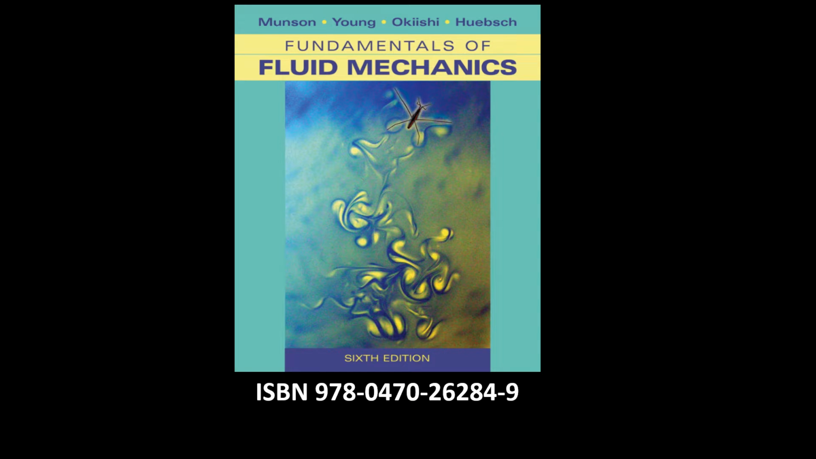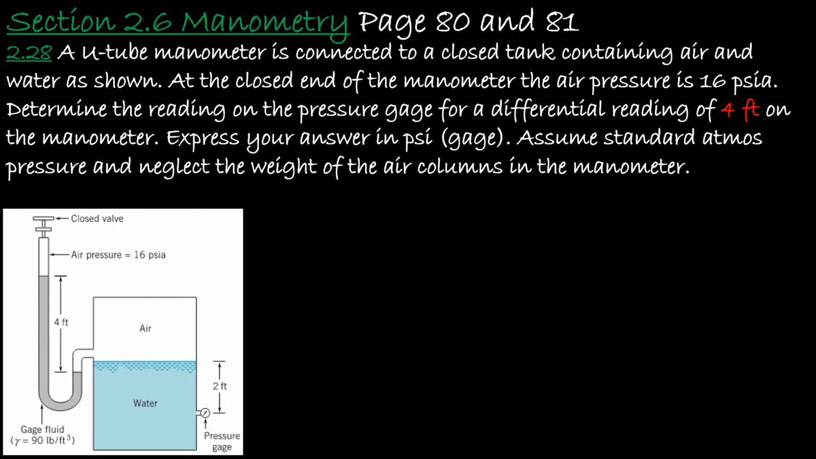Hi, and here we will continue doing problems related to fluid mechanics using this book. In this problem 2.28, we have a U-tube manometer, which is this one, connected to a closed tank containing air and water as shown. So this is our closed tank that contains water and air.